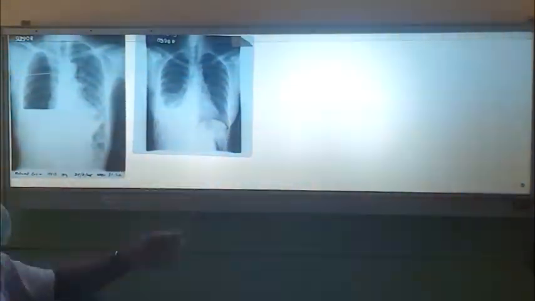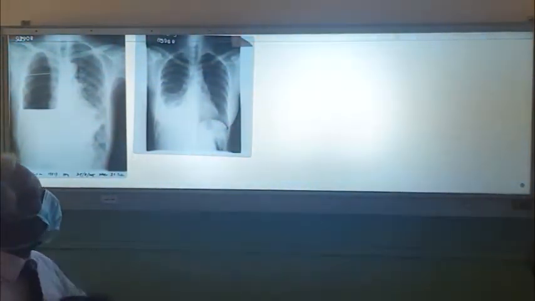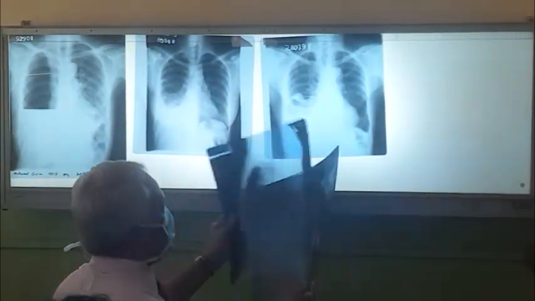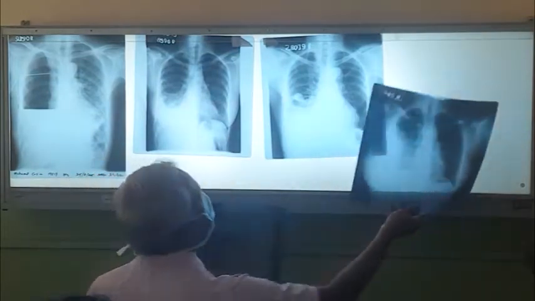These are some pleural effusions, but not typical pleural effusions. You have enough typical pleural effusions on the wall, right? All these patients have pleural effusion, right?